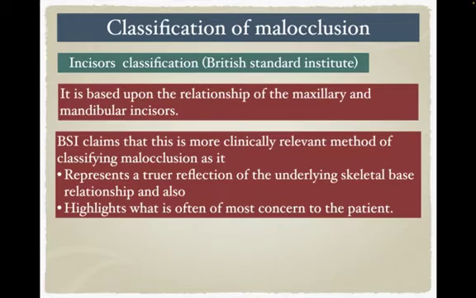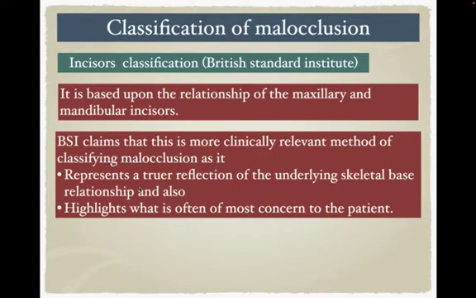So again, we talked about the classification of the malocclusion, and we mentioned the first method, according to the American method, which is now the most internationally recognized method, according to the molar relationship. The British way is the incisor classification, and you need to remember and memorize this name. It's according to the British Standard Institute, and it's based upon the relationship of the maxillary and mandibular incisors. That's why it's called incisor classification. Now the BSI claim that this is a more clinically relevant method of classifying malocclusion.